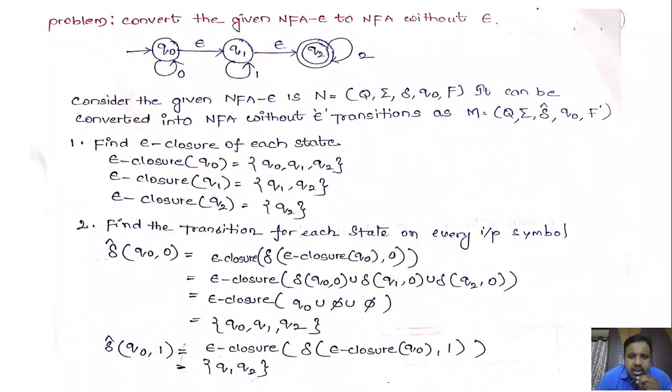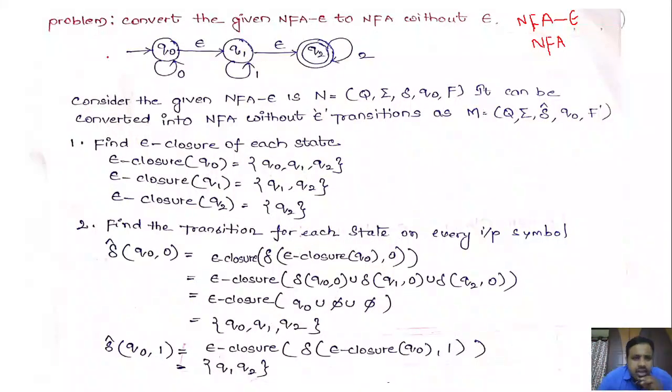So here I'm going to denote NFA-epsilon, which is considered as the given problem, that is NFA with epsilon, right? Whenever I refer to the term NFA, it means NFA without epsilon. Whenever I refer to NFA epsilon, it means NFA with epsilon.